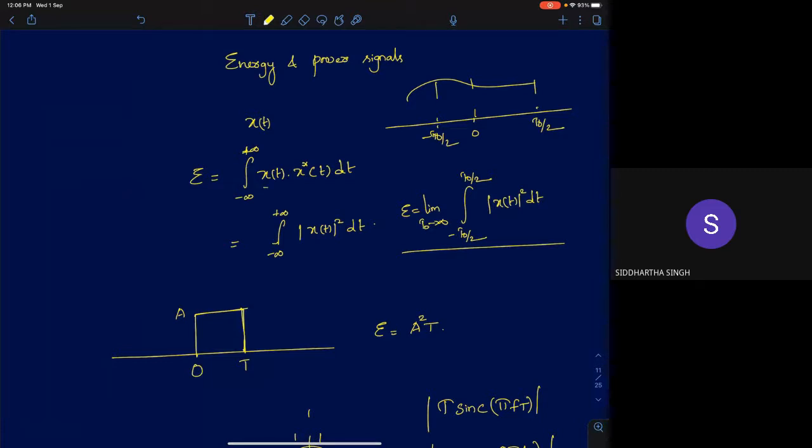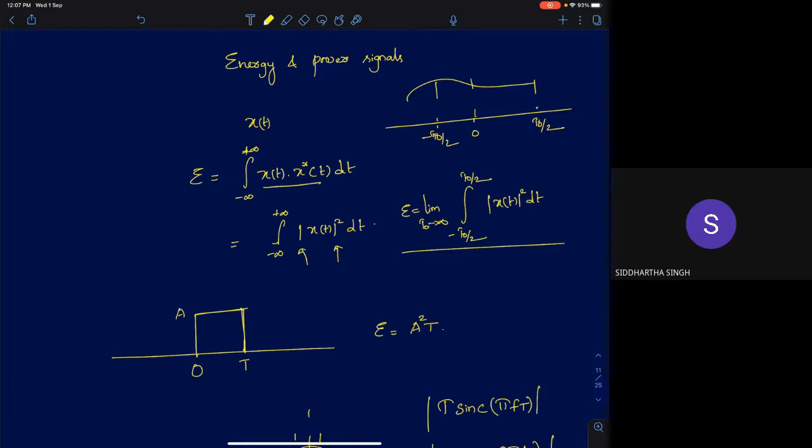Now, x and x conjugate, that's simply the magnitude of the complex number. So that's written as mod of x of t the whole square dt. For a real signal, you won't have this modulus because x of t into x conjugate is x of t itself for a real signal.